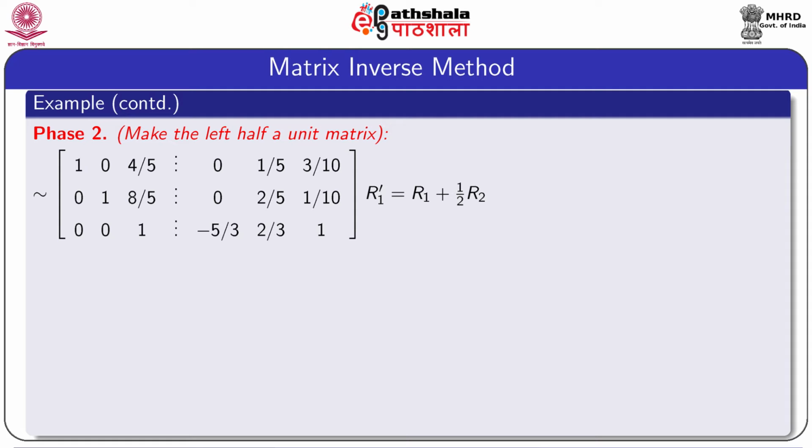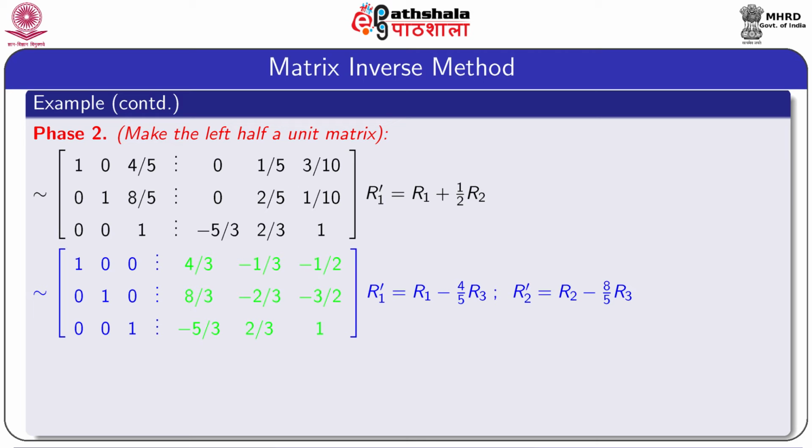Now we go to phase 2, and in phase 2 we make the left half a unit matrix. To make the 1 2 element 0, we apply the elementary row operation R1 prime equal to R1 plus half R2, and using this elementary operation the first row is reduced to 1 0 4 by 5, 0 1 by 5 3 by 10, and second and third rows remain unchanged.